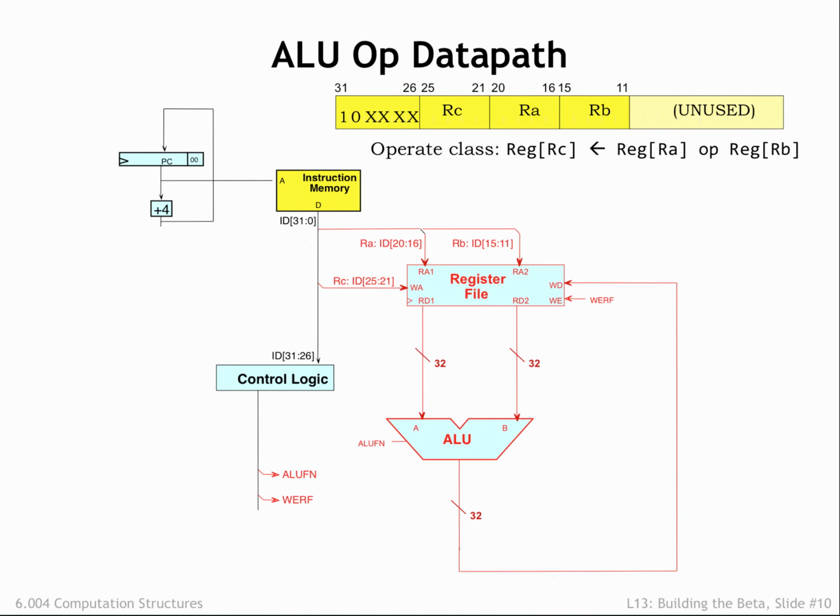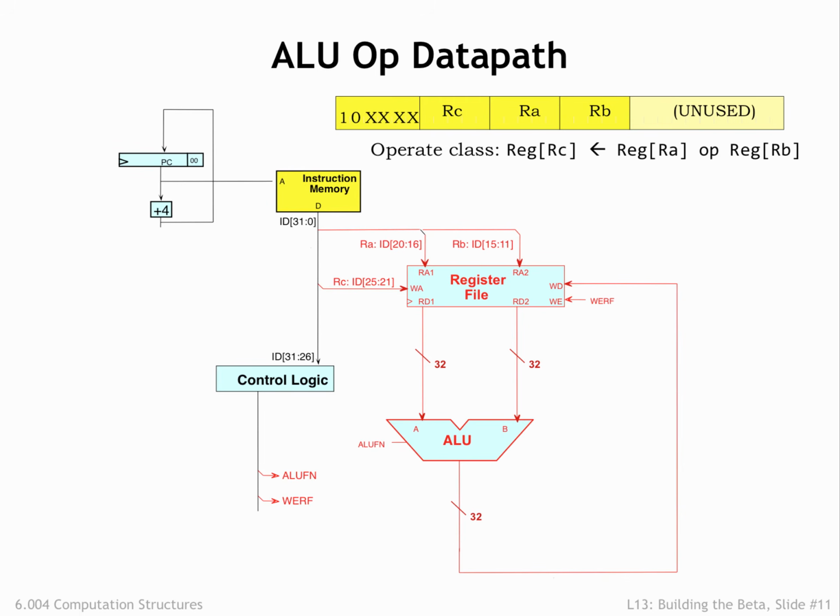We'll need another control signal, WRF, write enable register file, that should have the value 1 when we want to write into the RC register. Let me introduce you to WRF, the 6004 mascot, who of course is named after her favorite control signal, which she's constantly mentioning. Let's follow the flow of data as we execute the ALU instruction.